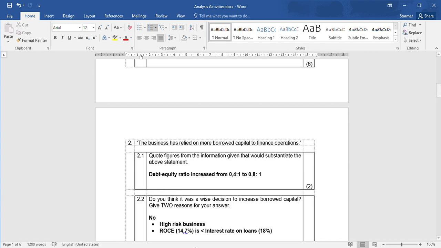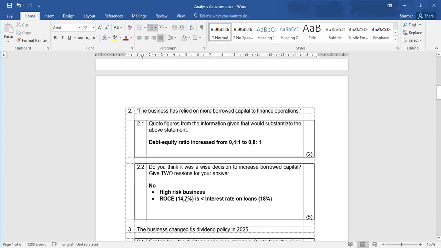So first of all, you are now a high-risk business, because for every 1 rand owned capital, you've borrowed 80 cents. And then the second thing here is your return on your capital employed is below the interest rate on loans. That means you're paying somebody 18% interest and you're only generating a 14.7% return. That is known as negative gearing, where your returns are below your interest rates on loans.